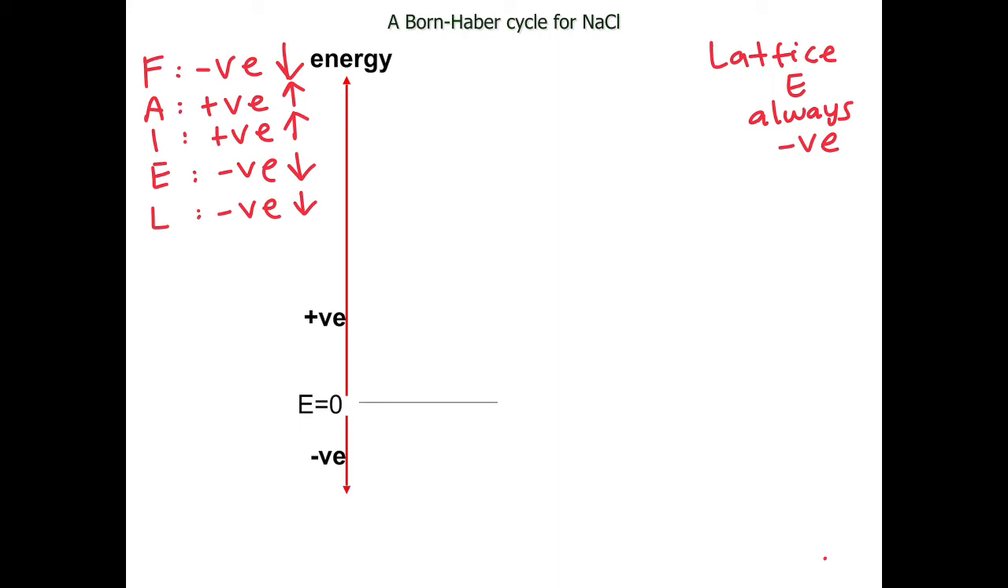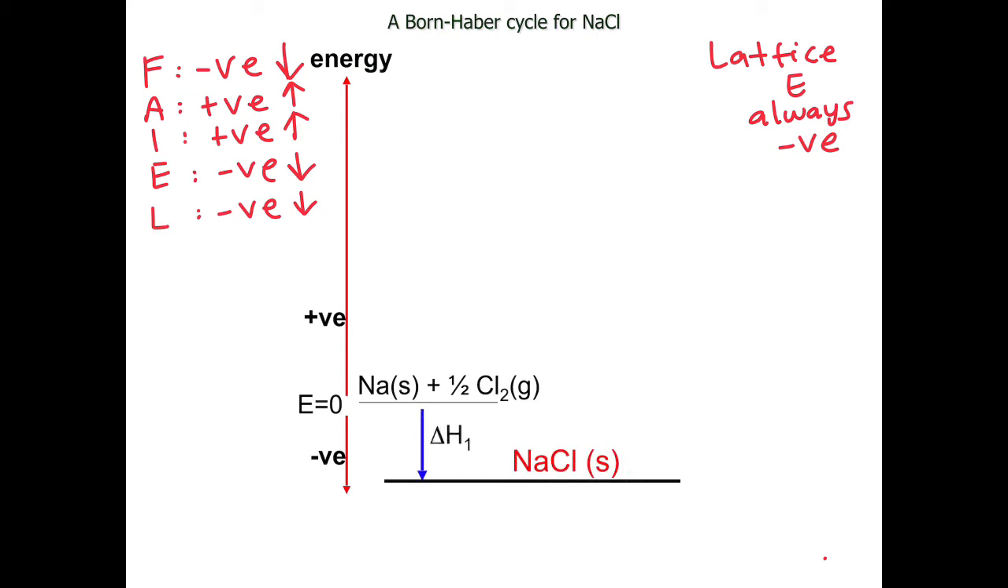The first equation we want to insert into this energy level diagram is enthalpy of formation. We write the reactants at the same level of energy equal to 0 and pointing downwards to produce the product NaCl since the value is negative. This is F, enthalpy of formation. Next, we write an arrow pointing upwards to convert Na solid into Na gas. This is the enthalpy of atomization of Na.